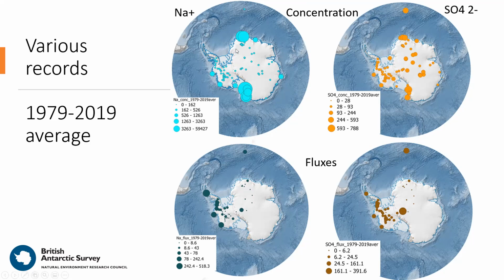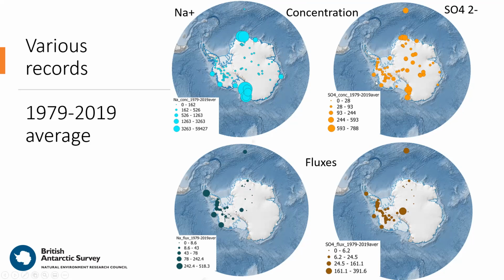Here we represented the average concentrations of both sodium and sulfate and their fluxes over the past 40 years, just for the sake of comparison with satellite observations. What we expected to see was really large concentrations in the coastal areas and smaller concentrations in inland areas. Which is true to some extent, but not always. So this data set actually reveals many more surprises and not-so-obvious patterns than we expected.